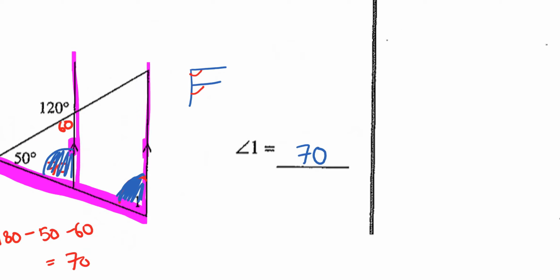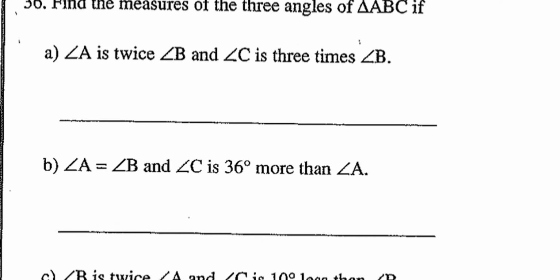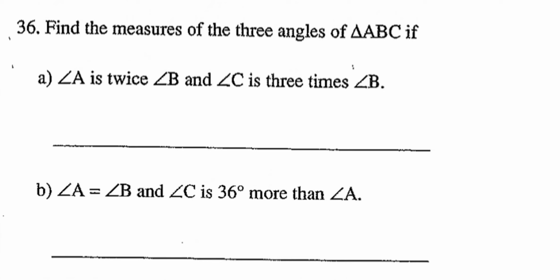Alright, so those are most of the basic angle property questions, and I do have a few more word problems up here. For question number 36, find the measures of the three angles of triangle ABC. We're given that angle A is twice angle B, and angle C is 3 times angle B. Now, these are essentially word problems, and the way you could set this up is we know that angle A plus angle B plus angle C has to equal 180 degrees.